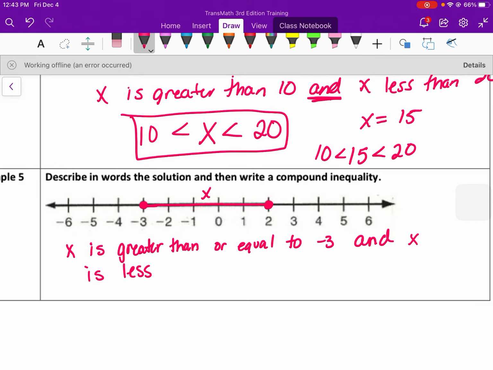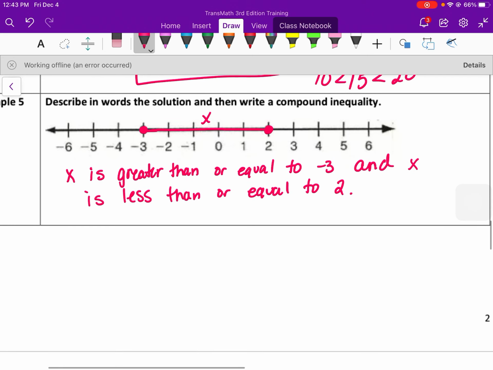And x is less than or equal to 2. So we put the x in the middle, and then we are at between -3 and 2. So I'm going to put the inequalities first, less than both, and then -3 on the left and 2 on the right, and then add the equal to signs for both.